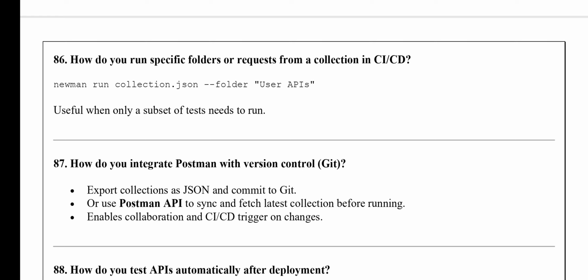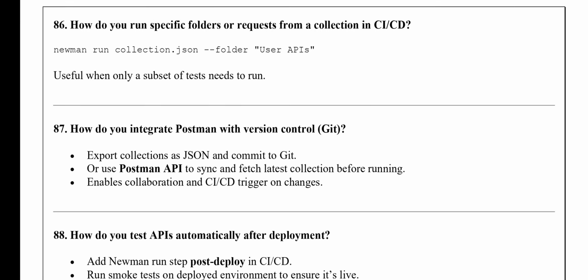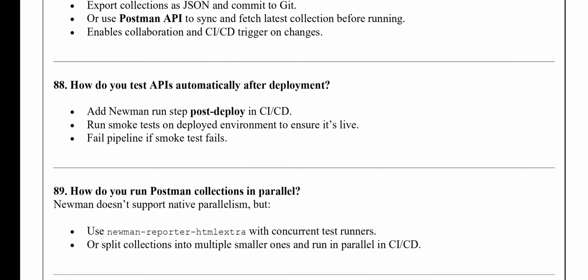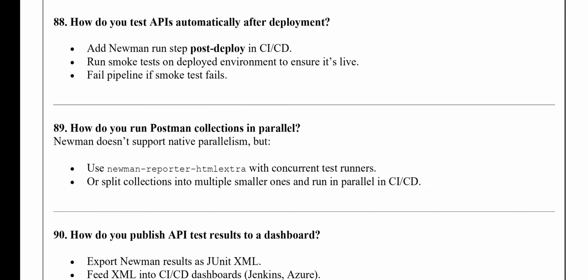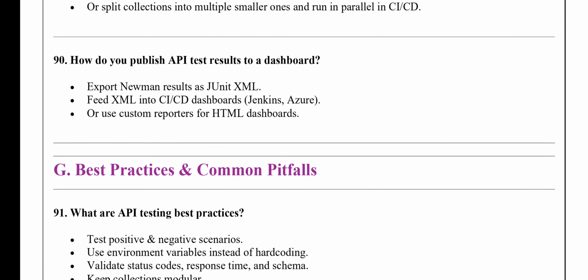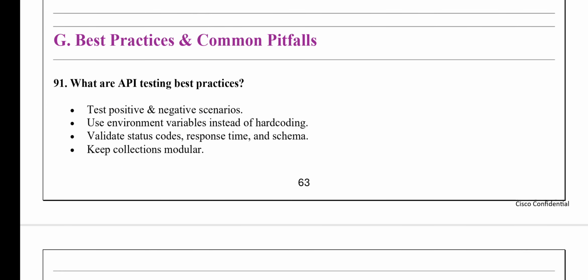Okay, how do you integrate Postman with version control? How do you test APIs automatically after deployment? How do you run Postman collections in parallel? How do you publish API test results to a dashboard? And what are the best practices and common pitfalls?